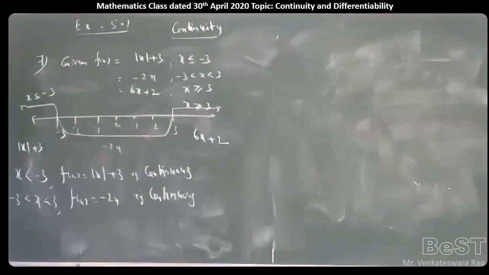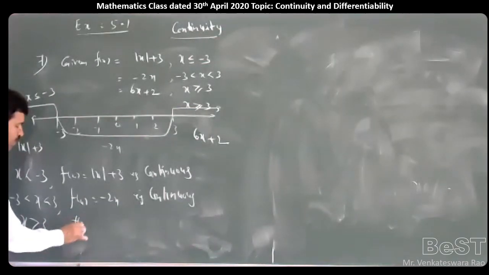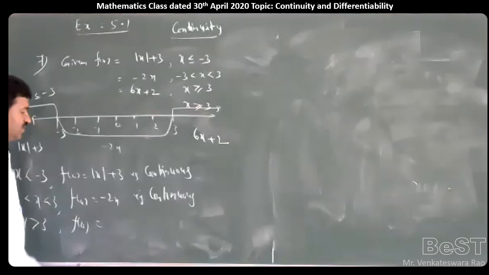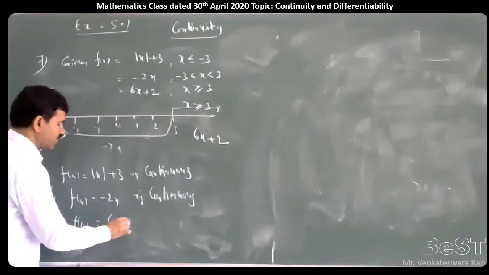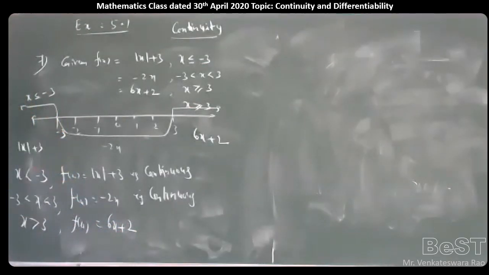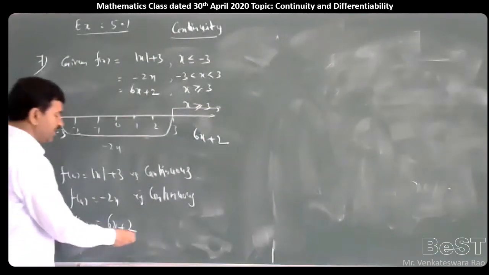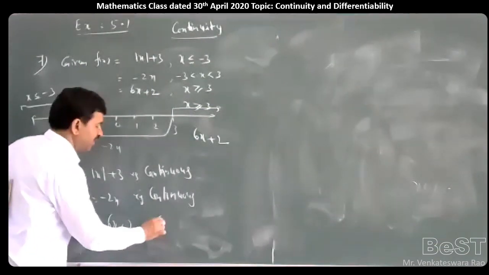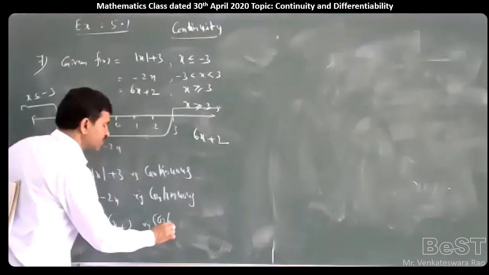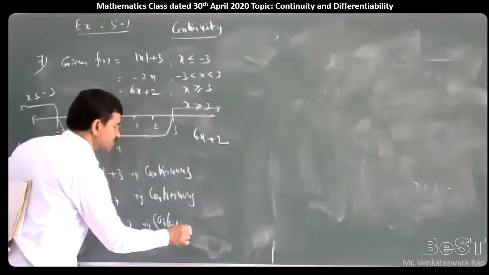When x is strictly greater than 3, what is f of x? 6x plus 2. 6x plus 2 is continuous, no objection. It is a linear function. Any linear function is continuous on R.